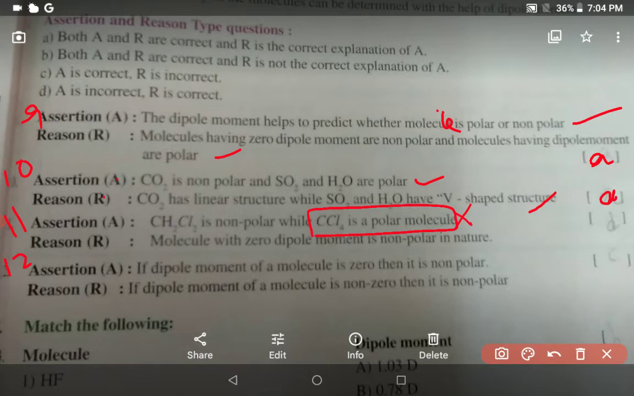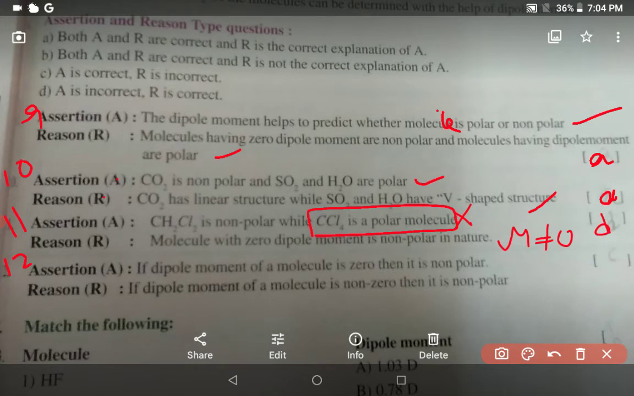Now the reason they are stating: a molecule with zero dipole moment is non-polar in nature. So for non-polar molecules, the dipole moment is zero. The reason is correct, but both are not interlinked anyway, and the assertion is incorrect. So option D is appropriate for the question.